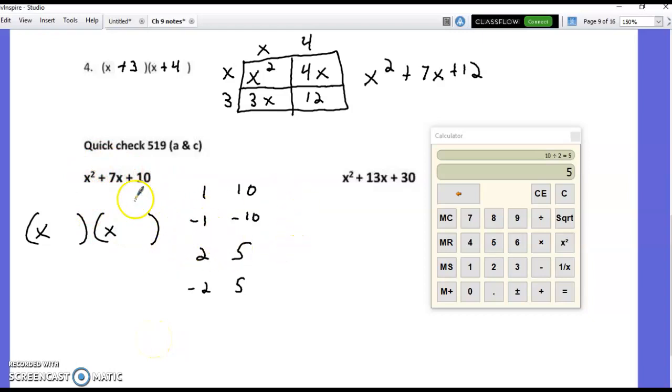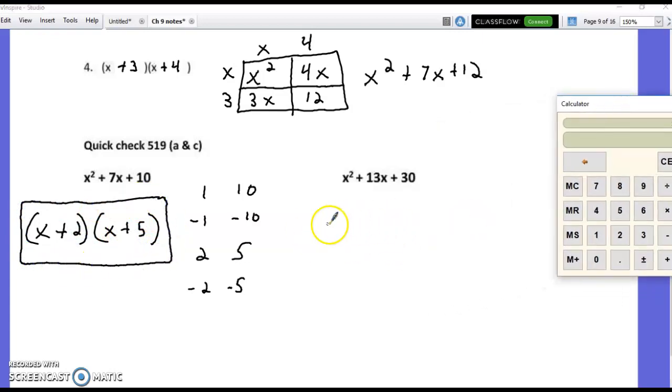So if we look at this, which one of these will add up to equal +7? Well, it's going to be a +2 and a +5. So we just put those in there: +2, +5, and that is your factored answer.